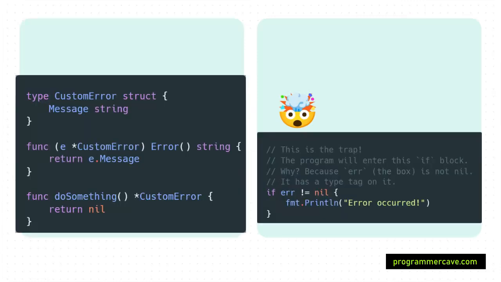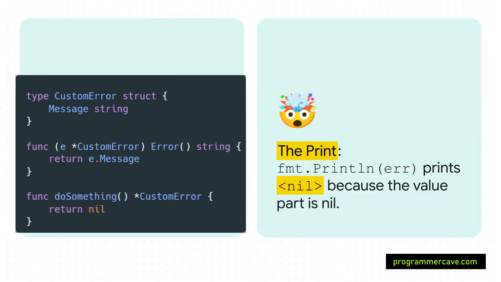You check your error variable with if err != nil, and the result is true. So you're thinking, okay, I have an error. But then you go to print it, and it just prints nil. Why? Because the interface box itself isn't nil. It contains a type. It has a tag on it. But the value inside that box is nil. This is the trap. Your code thinks there's an error when for all intents and purposes, there isn't one.